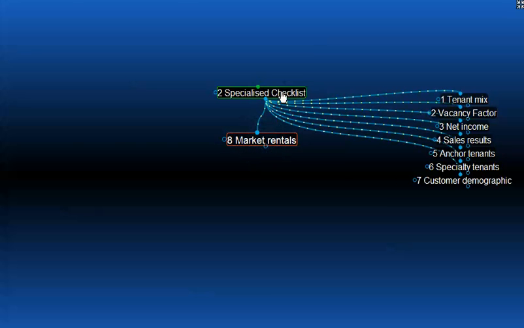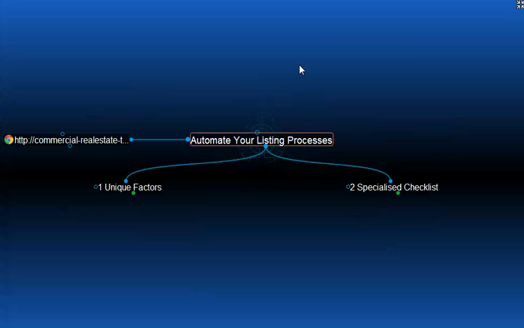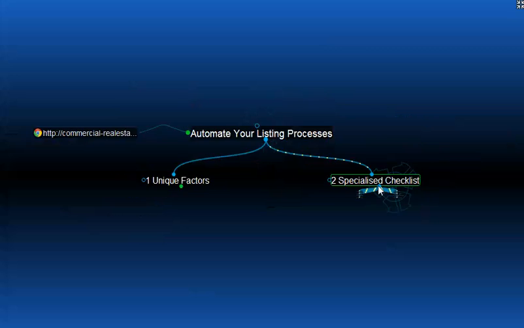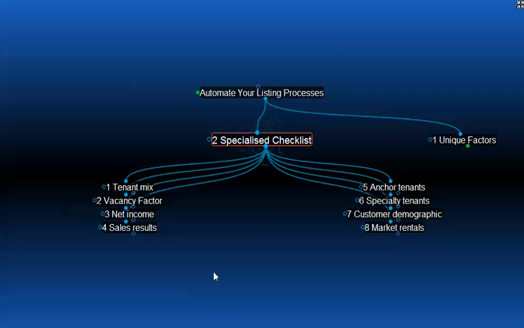So let's go back to the beginning here. I started the whole process by talking about automating your listing processes. What I was actually saying here, just to remind you, was that every property, every requirement will be different and unique. You can be servicing your clients in any of these particular ways. They are all specialized. If you look at them for what they are, you can create specialized checklists in each case. And I did give you an example of a specialized checklist relating to shopping centre leasing.